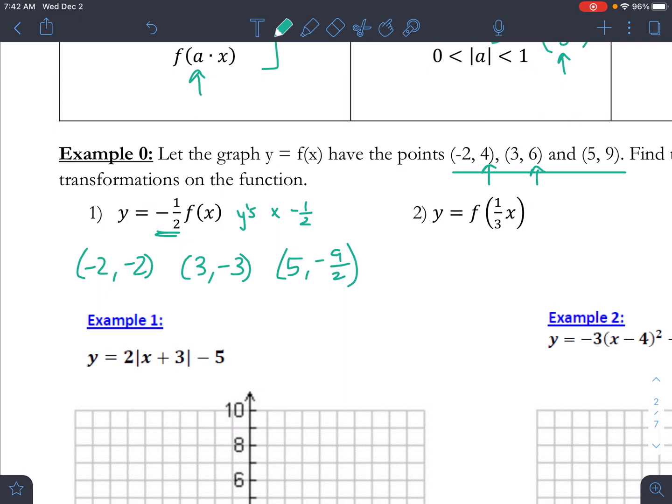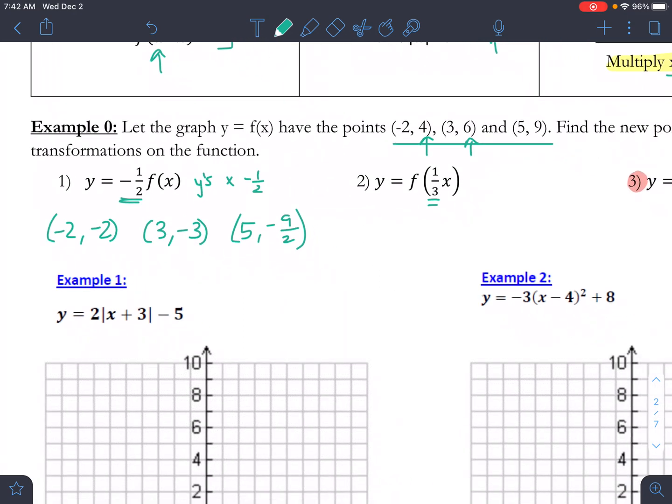How about if I have a 1/3 inside? 1/3 inside is going to tell us to do x's times 3. We want to take all the x's, again multiplying by the reciprocal of 1/3. So instead of -2, we have -2 times 3 is -6, 4. Again, just use the original y values. Then the next pair would be 3 times 3 is 9, 6. And then 5 times 3 is 15, 9.